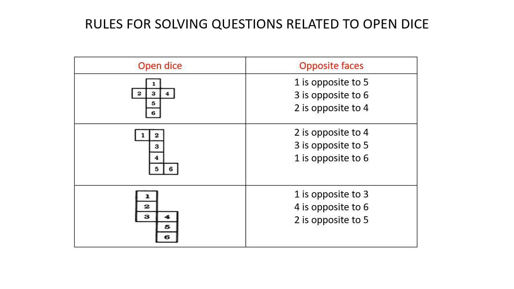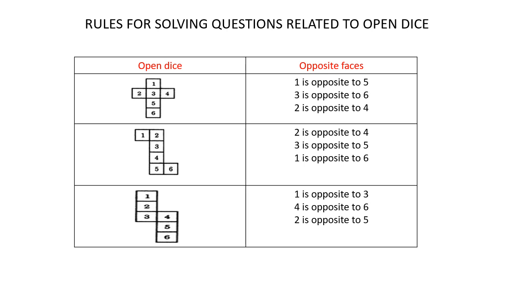Now in this open dice, in this column, 2 and 4 are in alternate positions and they are opposite to each other. 3 and 5 are in alternate positions and they are opposite to each other. 1 and 6 are the left and right extensions and they are opposite to each other. So in this open dice, 2 is opposite to 4, 3 is opposite to 5 and 1 is opposite to 6.